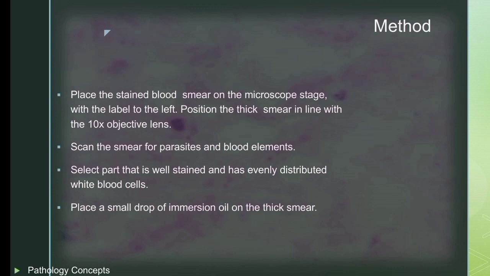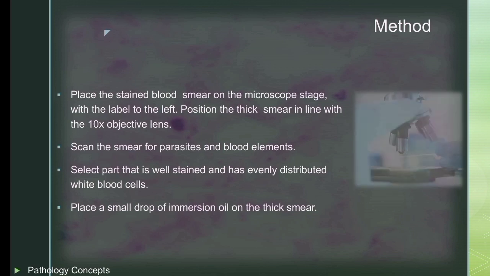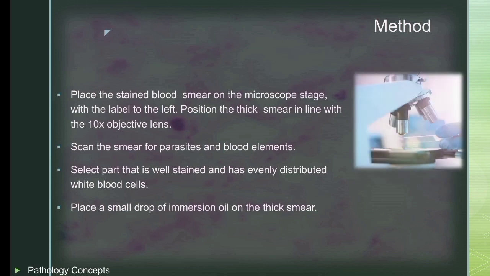Let's see how to screen for malarial parasites in the thick smear. Place the Giemsa stained blood smear to be examined on the microscope stage with the label to the left. Position the thick smear in line with the 10x objective lens. Scan the blood film for the parasite and the blood elements. Select the part of the film that is well stained and has evenly distributed white blood cells. Place a small drop of immersion oil on the thick smear.